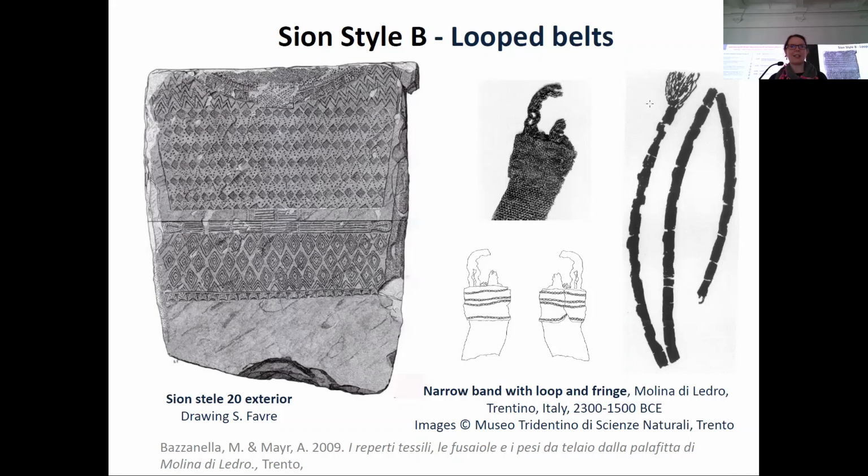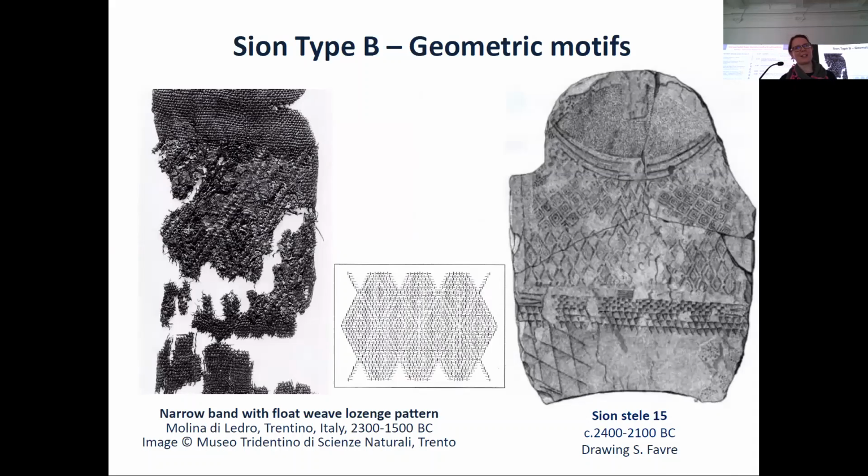And so in particular, there's a narrow band of textile with a loop at one end, which finds close parallel to the belt, which I can point out here. There's loops at the end of the belt on the statue menhir. From the same site as this preserved concentric lozenge motif, which is seen across many of the statue menhirs of the generations earlier, again created by these float weaves.